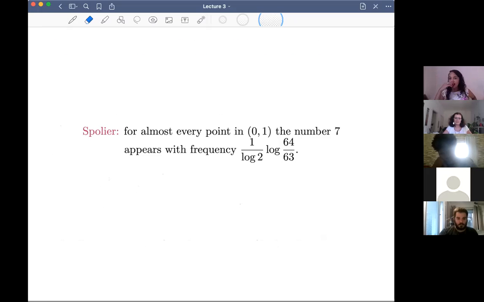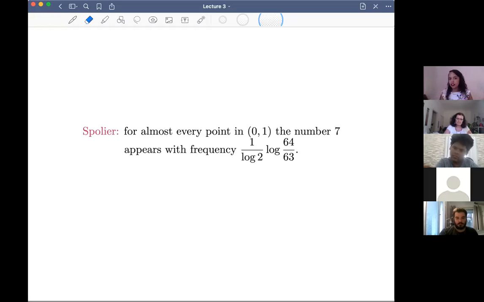Well, another question is the following. Can we say what's the frequency with which this number appears? Because I said it appeared infinitely many times, but it appears more than others. 7 is special, it appears more than others. If I fix 7 or I fix 3, 7 will appear more than the 3. How big is the frequency of appearance?